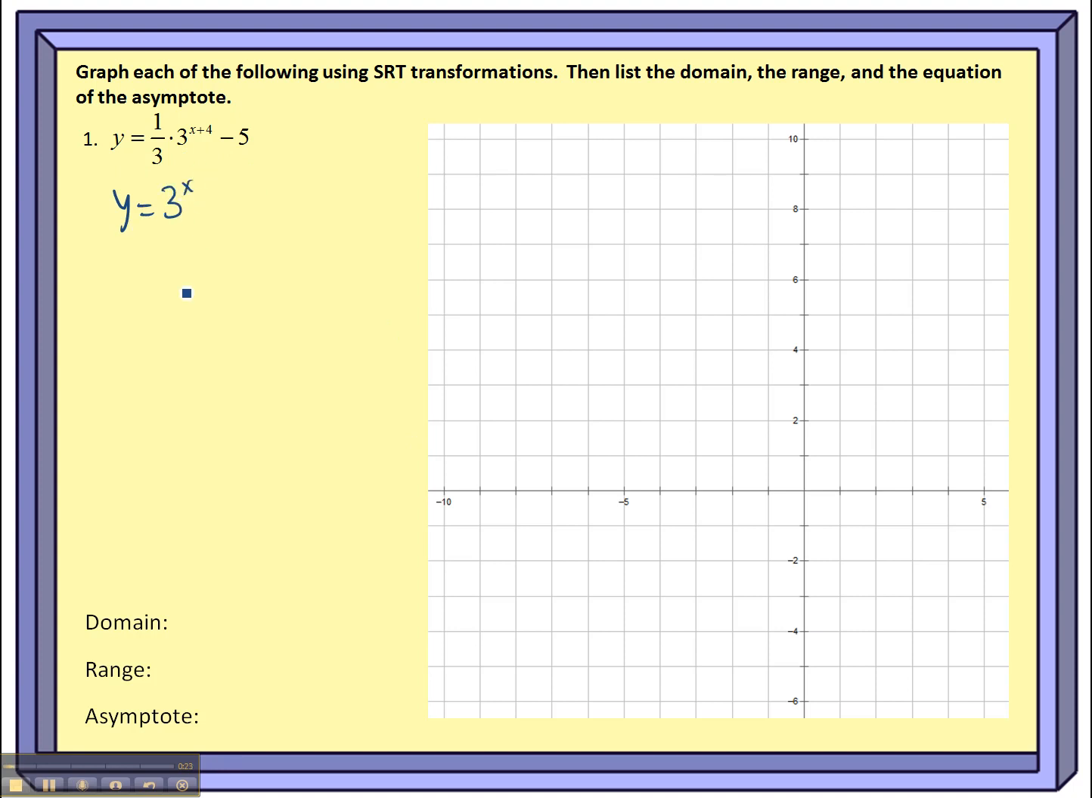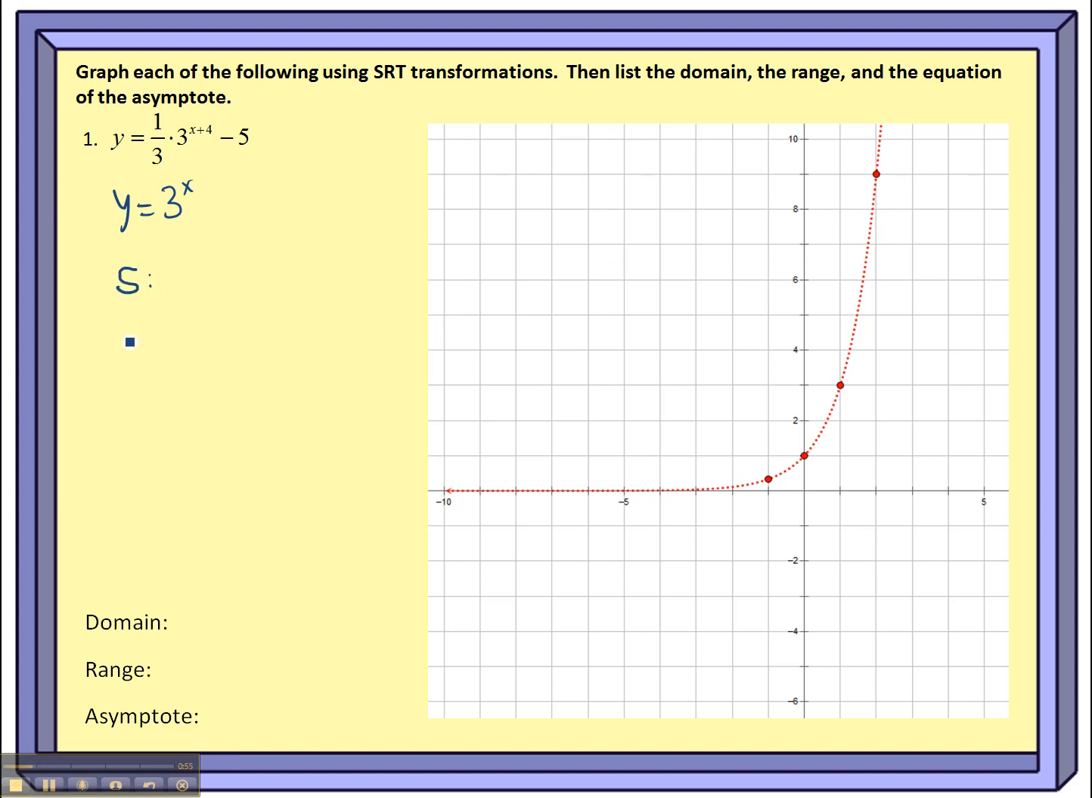And that's the first thing that you'd want to graph. And I'll graph it here. And remember, whenever you graph this thing, it's just kind of an internal table of values. I stick in -1 for x. 3 to the -1 power is 1/3. I stick in 0, it's 1. I stick in 1, it's 3. I stick in 2, it's up here at 9. And you don't have to connect those dots. Basically, you just need those dots that we're going to do our SRT transformations on.